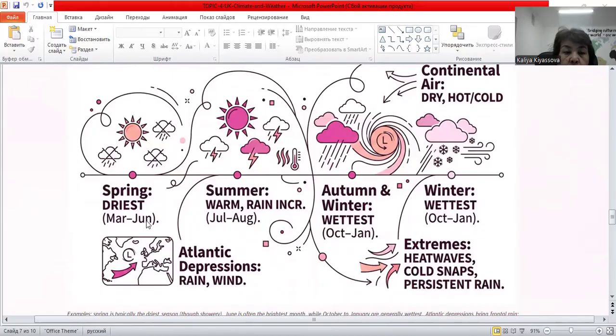You may see in what months it is driest, especially in summer, with warm rain maybe only in July and August. Autumn and winter are the very wet season, from October to January, and in winter the wettest months are from October to January too.